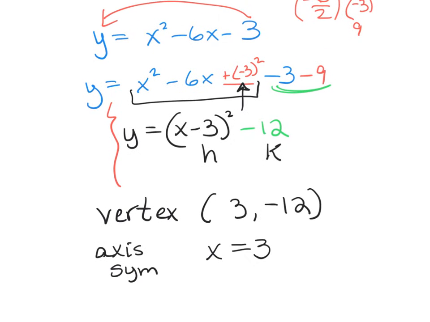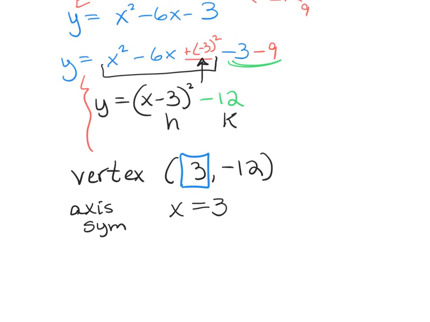X equals 3. Again, remember, it's an equation. It's a line. It's that vertical line through the vertex. And it's the x of the vertex. And in this case, it's our h. Next thing I need to find is the y-intercept.